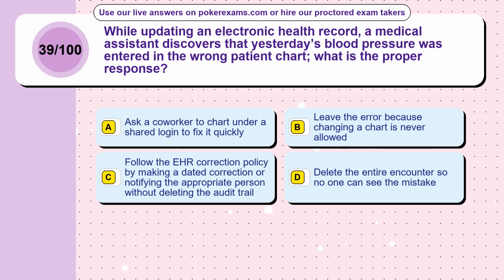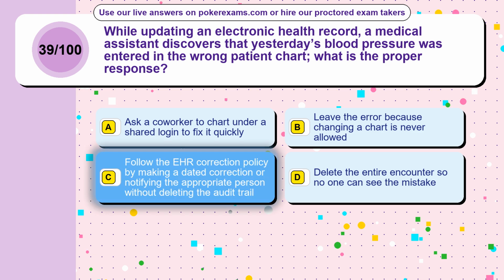Question 39. While updating an electronic health record, a medical assistant discovers that yesterday's blood pressure was entered in the wrong patient chart. What is the proper response? Option A. Ask a coworker to chart under a shared login to fix it quickly. Option B. Leave the error because changing a chart is never allowed. Option C. Follow the error correction policy by making a dated correction or notifying the appropriate person without deleting the audit trail. Option D. Delete the entire encounter so no one can see the mistake. The correct answer is option C.